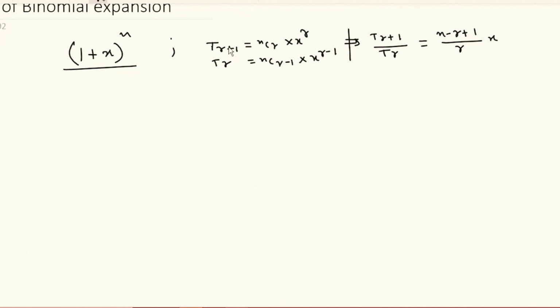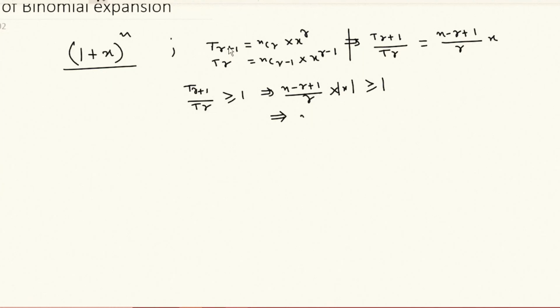Now just compare these two terms. T(r+1) by T(r) greater than or equal to 1. This implies this thing, (n minus r plus 1) by r into x. The only thing you will change here is you will write mod x, because of the negative sign, otherwise it will bring more confusion. Never do it otherwise, because you are going to calculate the numerically greatest term. If you see the signs, minus 572 and 471, that minus 572 is numerically greater, and that you have to take. That's why you have changed to mod x.